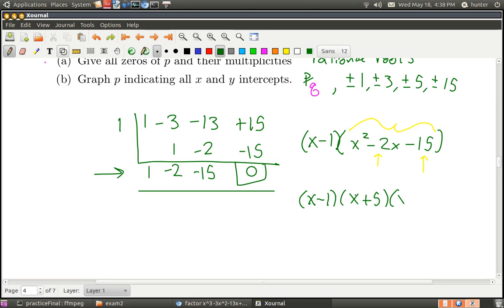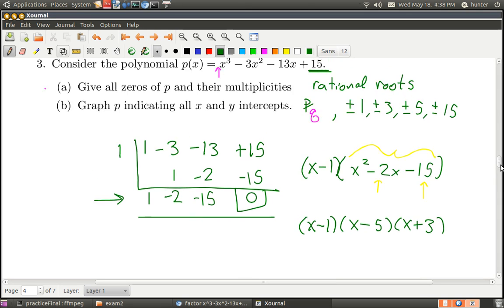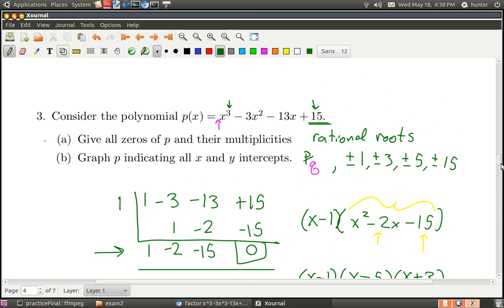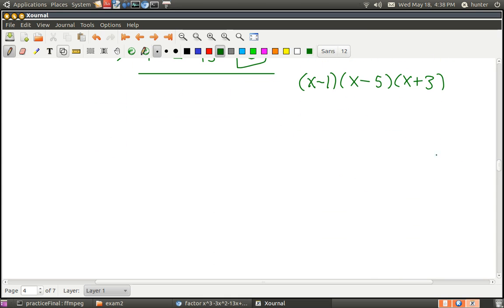Sorry, I did that the wrong way. It's x minus 5, right? x minus 5 and x plus 3. Okay, so I have this. It's the same as that polynomial there. And so now all I have to do is graph that thing, which is very easy.